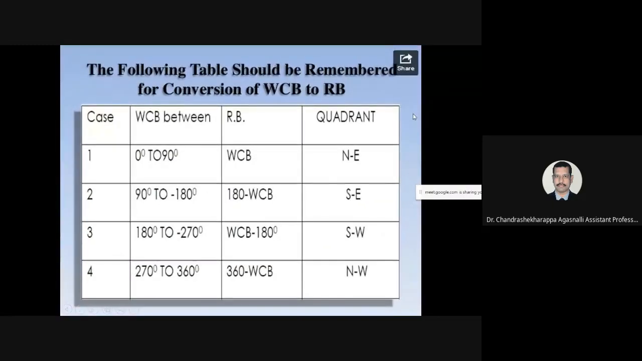This is how the following table should be remembered for conversion of whole circle bearing to reduced bearing. A 0 to 90 degree whole circle bearing is in the northeast quadrant. 90 to 180 should be in the southeast. 180 to 270 is the southwest, the third quadrant, and 270 to 360 degrees is the fourth quadrant, the northwest. So these are all the conversions of the bearings.